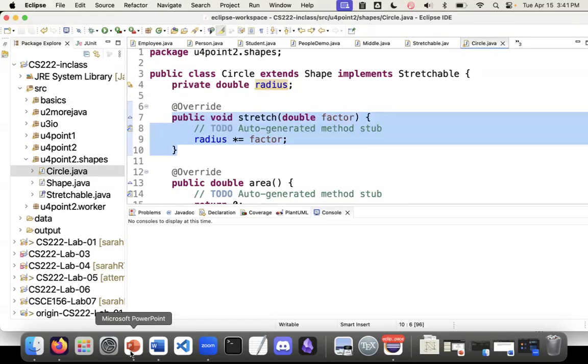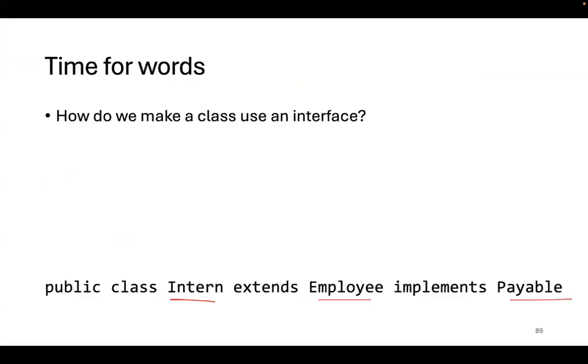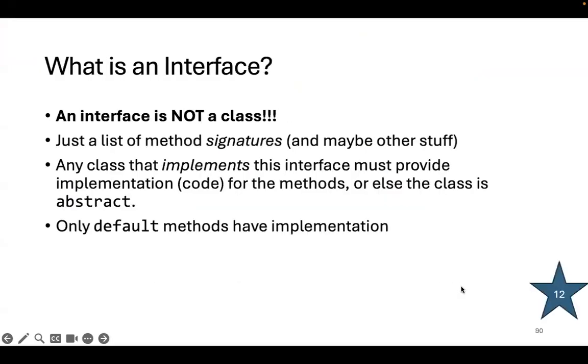Okay, I'm going to go back to the slides. Okay, an interface is not a class. The way that we use an interface is with the implements keyword. An interface is not a class. It's just typically a list of method signatures. So the return type, the name of the method, and any parameters that it needs.